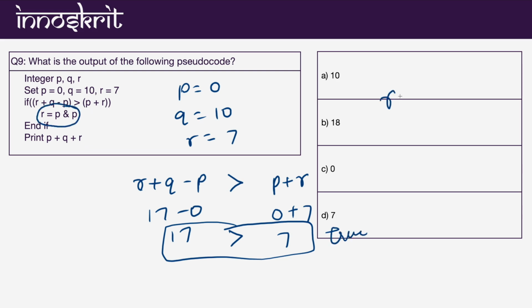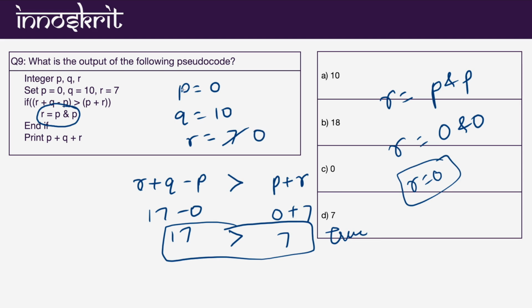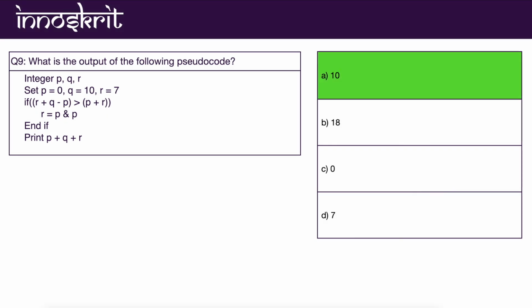So what is it saying? r is equal to p and p. What is p? 0. 0 and 0. So r will also become 0. Now the updated value of r is 0, q is 10 and p is 0. And we have to return the answer p plus q plus r. So 0 plus 10 plus 0 is actually going to be 10. I hope this is clear. So the answer will be 10.